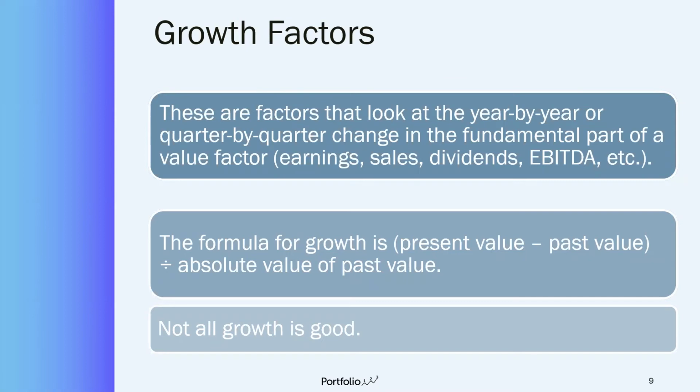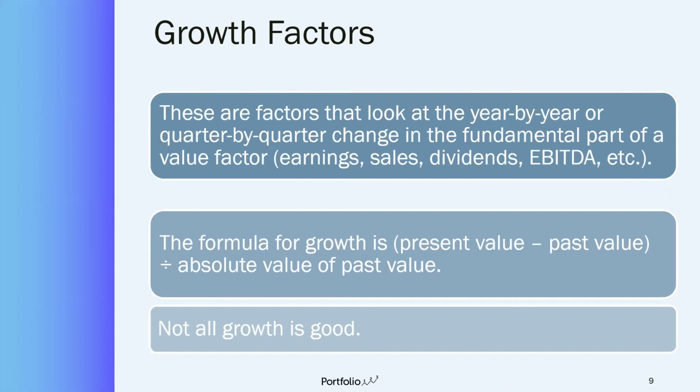So the formula for growth is present value minus past value divided by the absolute value of past value. Now, the more intuitive formula for growth would simply be present value divided by past value minus 1. But that formula doesn't allow for negative values. So when a value factor like earnings or free cash flow can be negative, growth can get really weird.